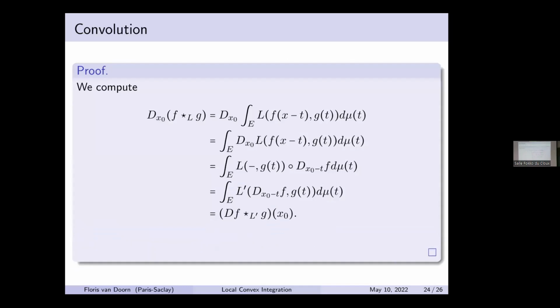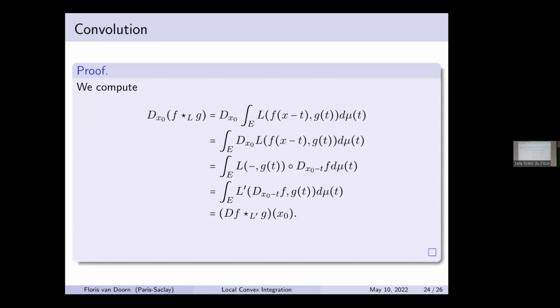And the proof uses the same arguments as you normally use for computing the partial derivative of a convolution. The total derivative of the convolution is the total derivative of the integral. Then we can move the total derivative inside the integral. And now we have the total derivative of a composition.